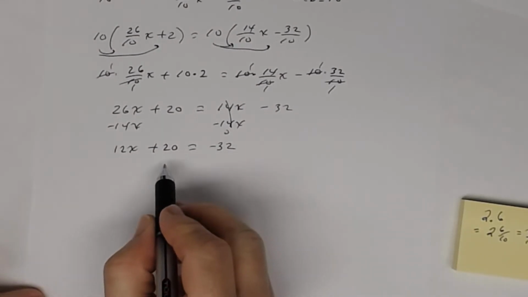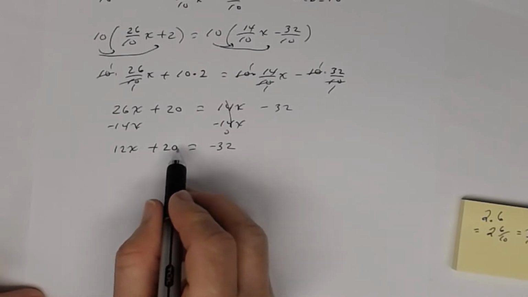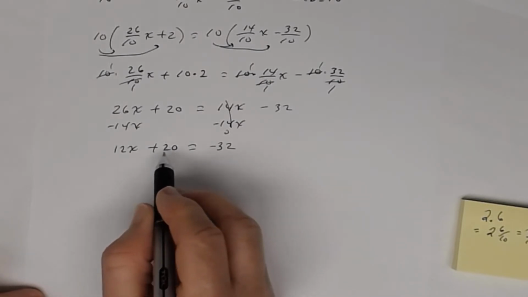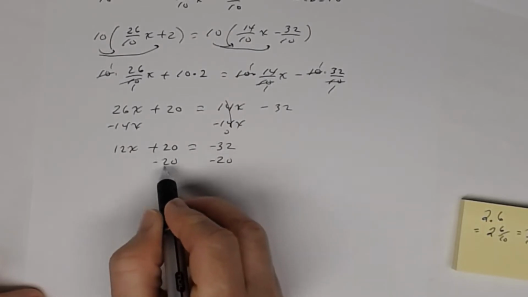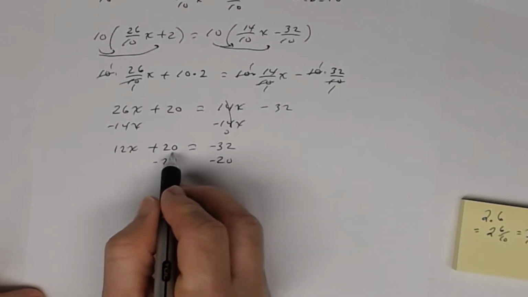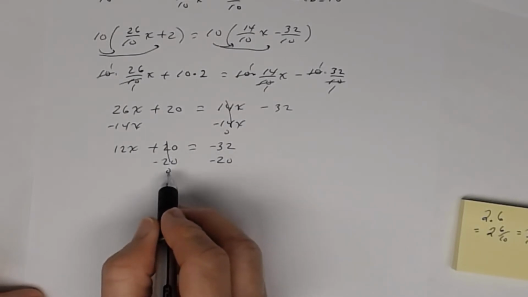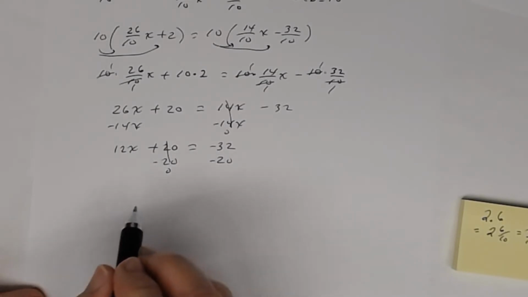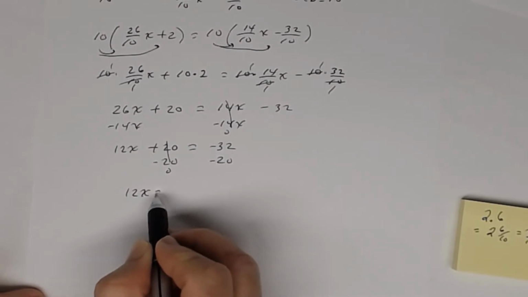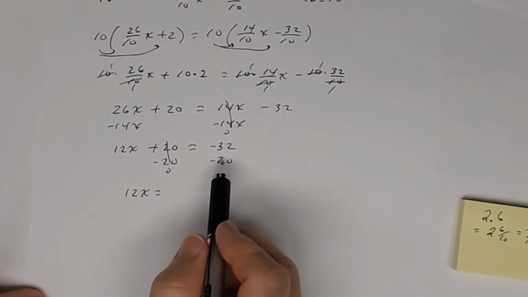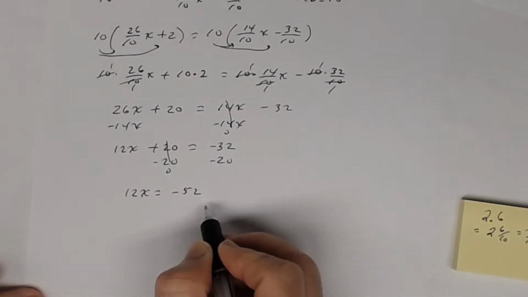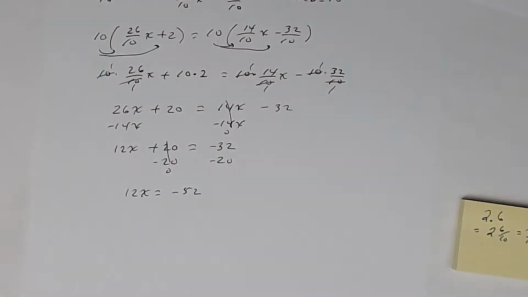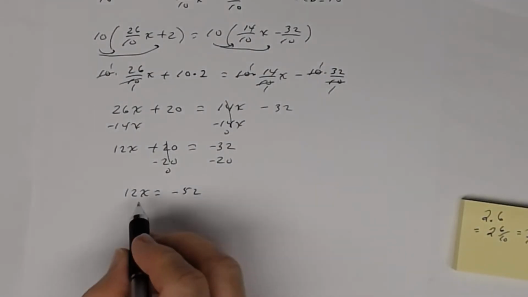And then remember we've got to get x by itself. Right now I'm adding 20, so I'm going to subtract 20 from both sides, aligning your like terms. When I combine like terms, this is 0. Positive 20 and negative 20 is 0. I get 12x equal, and then a negative 32 and a negative 20 is a negative 52. All right? And then to get x by itself, you are then going to divide both sides by 12.